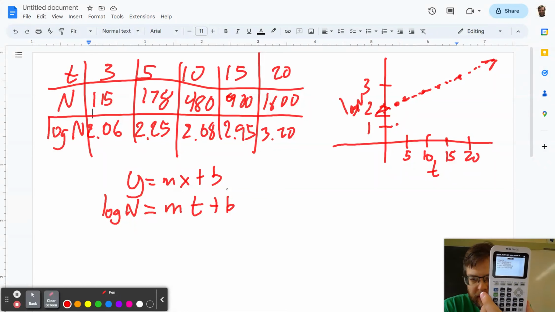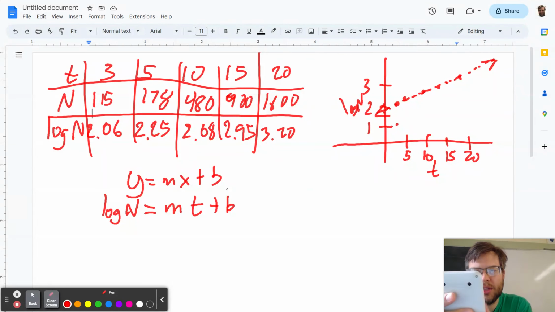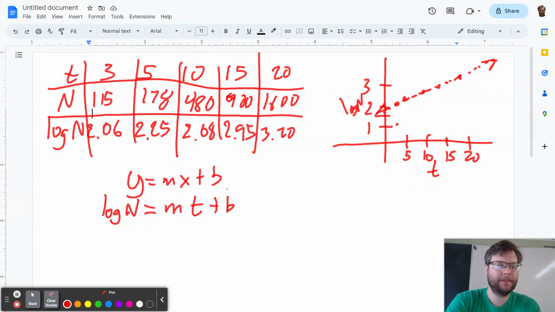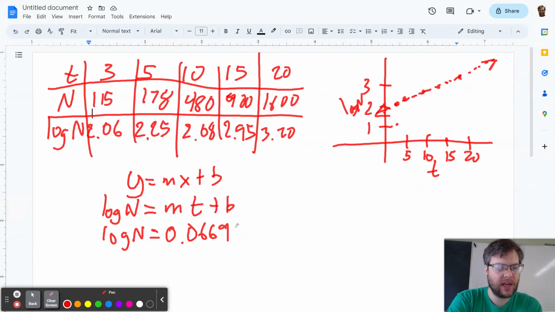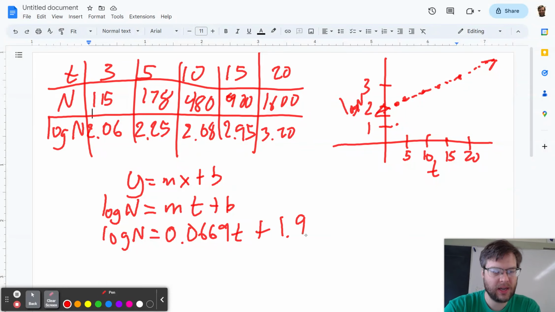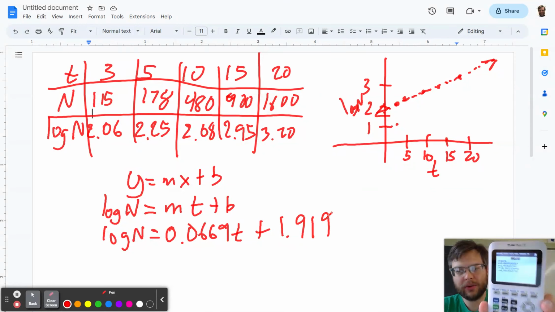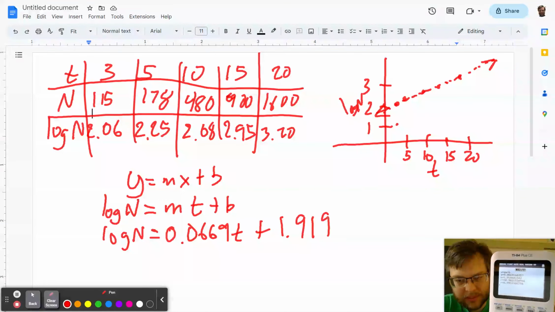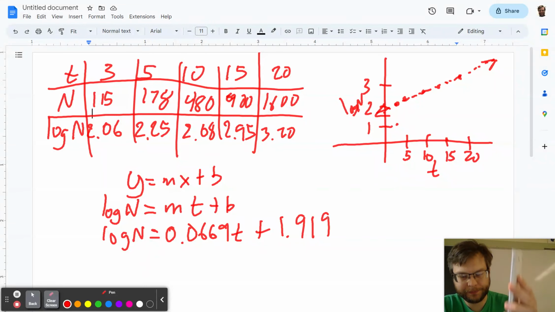It spits out this. Okay, so if you notice, when you look at this value down there, the r squared and the r value are pretty darn good. So that's great. That means that log n is equal to 0.0669 t plus 1.919. And it says the r squared value is almost 1. That means this is a pretty darn good model.